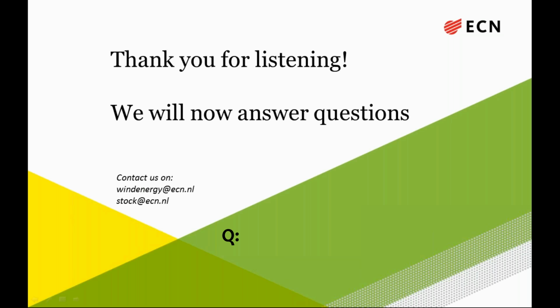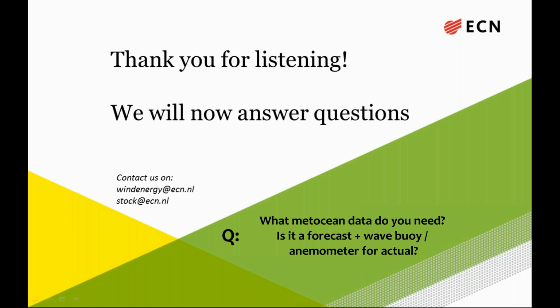So back to Mark's question, what metocean data do you need? Is it a forecast and wave-buoy? So in order to do the planning, you simply need forecast wave and wind speed. So wave height and wind speed is the minimum you need. In a future version of the tool, planned for the next few months, we will also consider uncertainty in those values explicitly. But if you don't have that, that's fine, because that's how the tool works at the moment. So it just looks at the most likely future and plans for that.